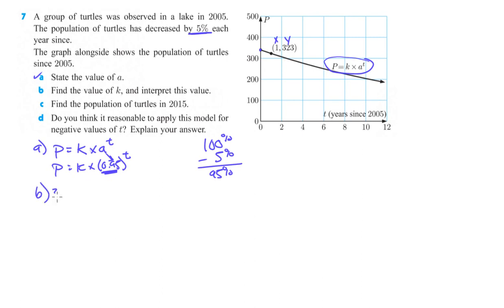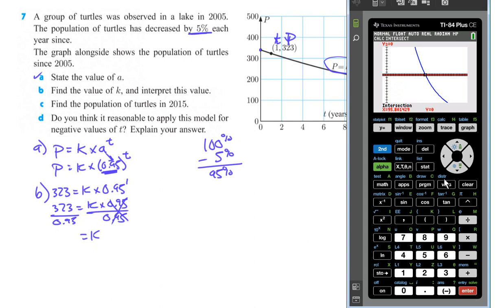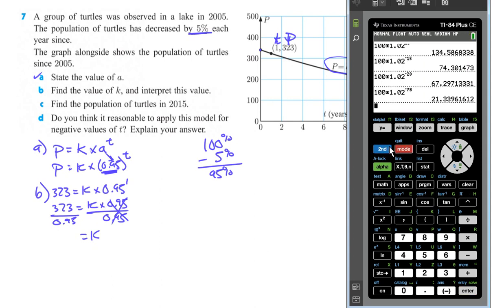So the population is going to be 323 with K times 0.95 to the 1, because this is T, and this is P for population, right? T and P. So that's going to be 323 equals K times 0.95. If we divide both sides by 0.95, that will tell us what our K value is exactly instead of roughly.